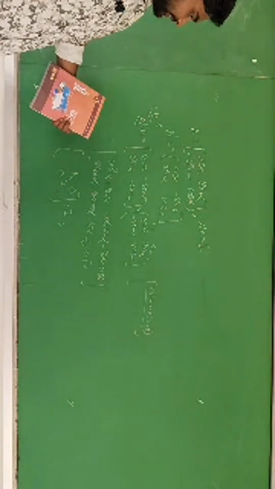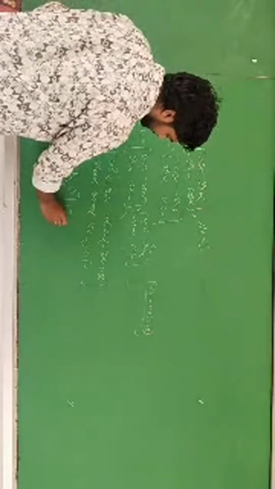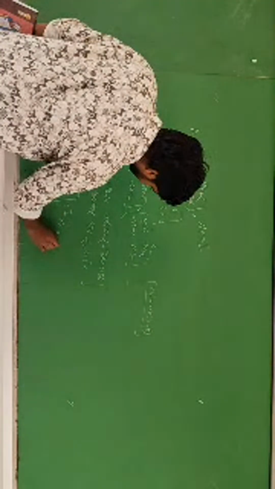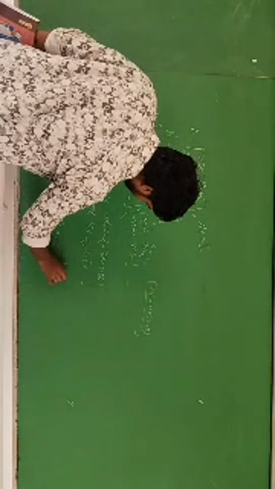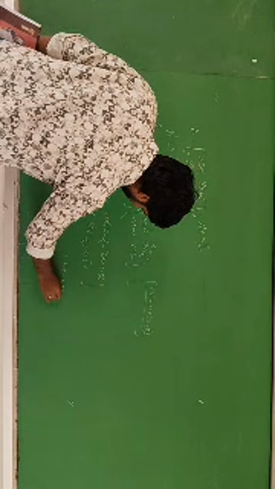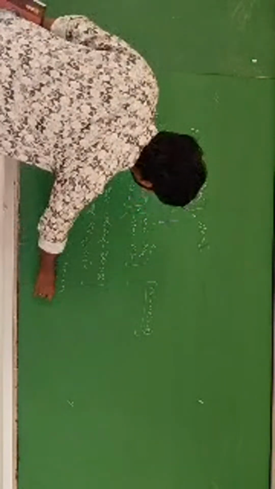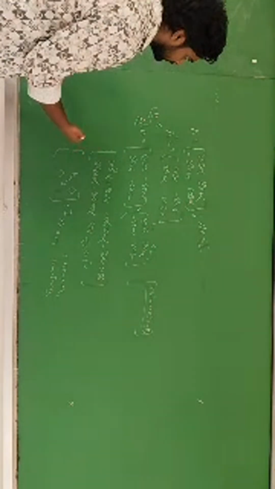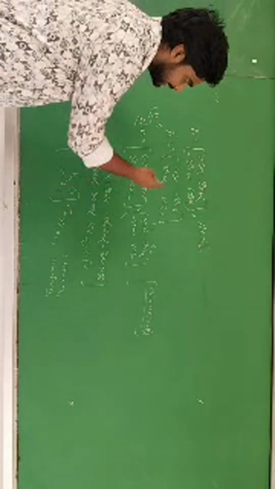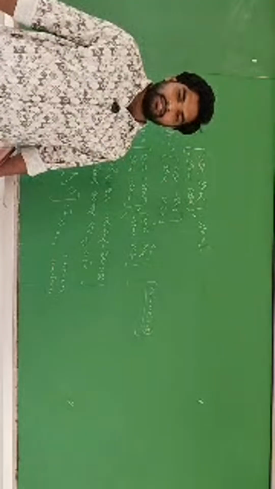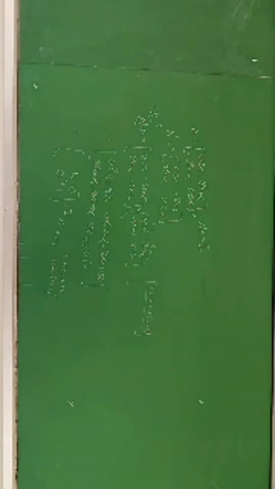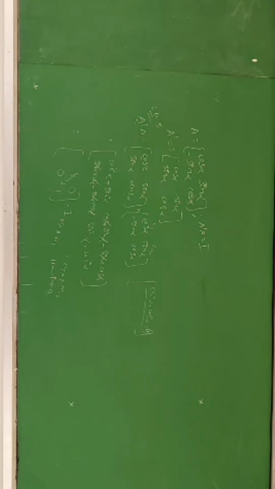Okay, so clearly this is the explanation: we have become the RHS. So LHS is equal to RHS, hence proved. This is the solution for A dash of A is equal to I. Now it's time to solve another question regarding this.